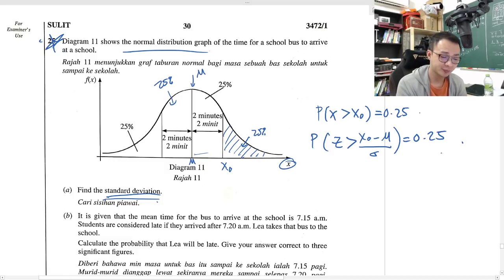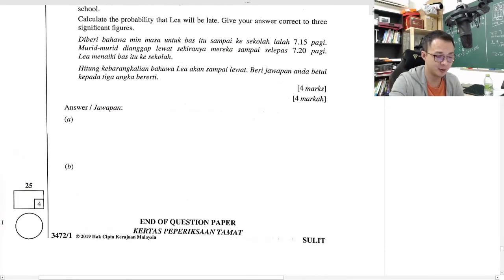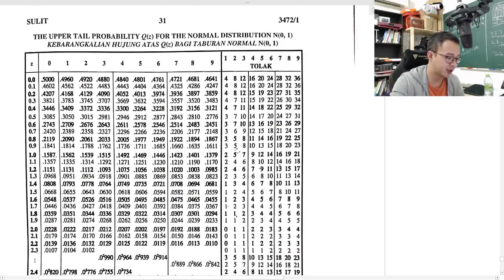Alright, and what is the mean? We don't have the mean value, but we know what x minus mean is, because they tell you it is 2. So if I use this minus the mean, I'm actually getting 2. Therefore, this is 2 over standard deviation, and I will get 0.25. So then I need to find a table to find where 0.25 is. I will scroll down here to use the table.